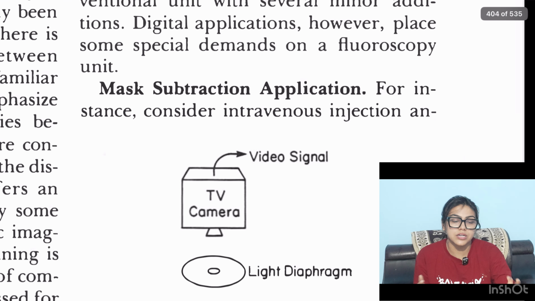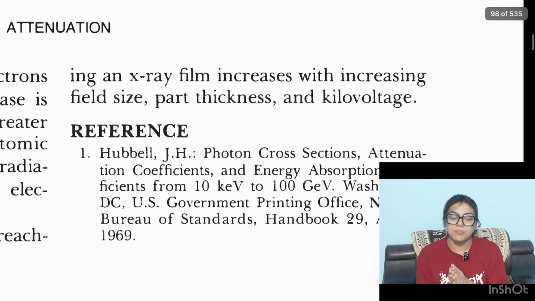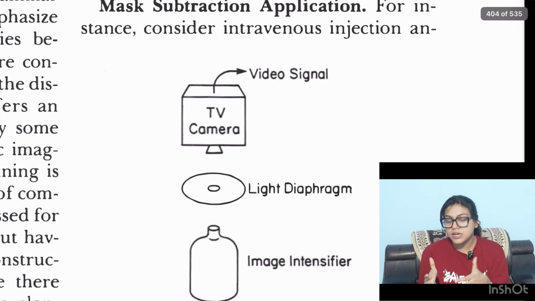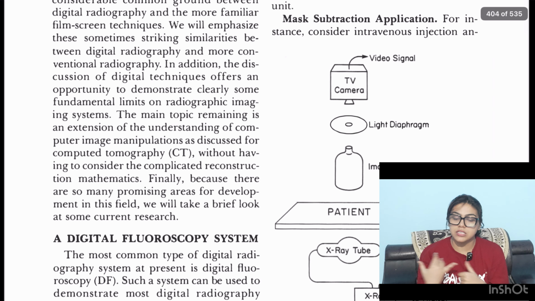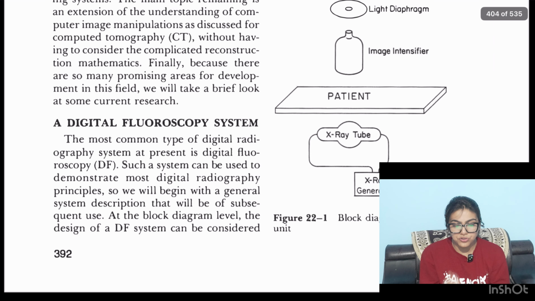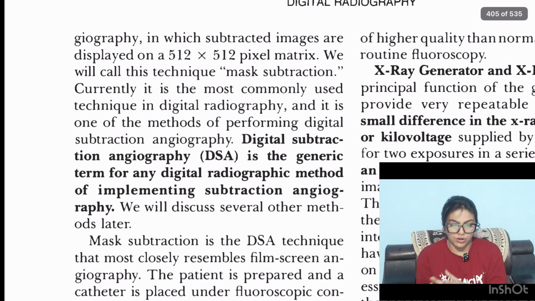Yes, see this picture. There is a patient table, and below this patient table there is an X-ray tube, which is obviously connected with the X-ray generator, which has control signals to the digital processor. Above the patient, we have the image intensifier, light diaphragm, and TV camera. This is a very layman diagram, I would say, of the fluoroscopy system. Digital subtraction angiography is the generic term for any radiographic method of implementing subtraction angiography.